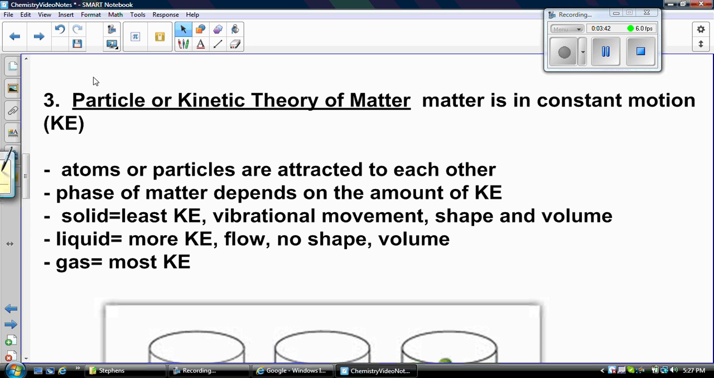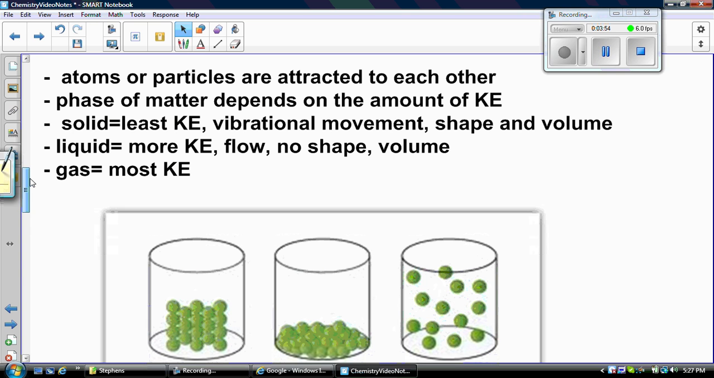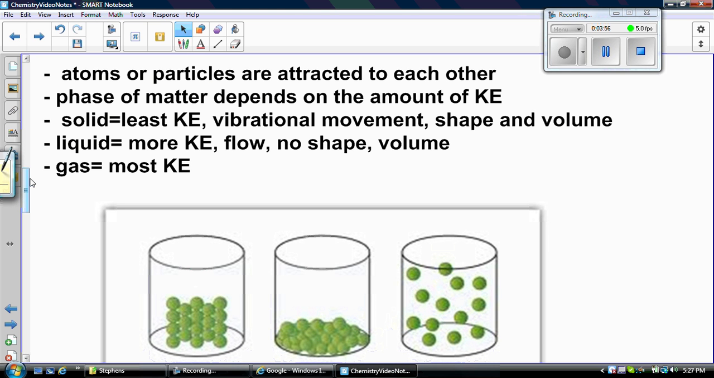A solid will have the least amount of kinetic energy because it has shape and volume. The atoms in a solid will move by vibrational movement. A liquid has more kinetic energy than a solid because it can flow. It has no shape, but it has volume. A liquid, remember, will take the shape of a container. And then a gas has the most kinetic energy.